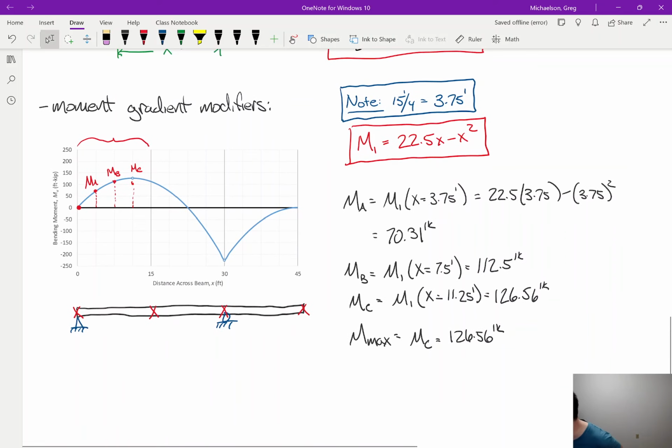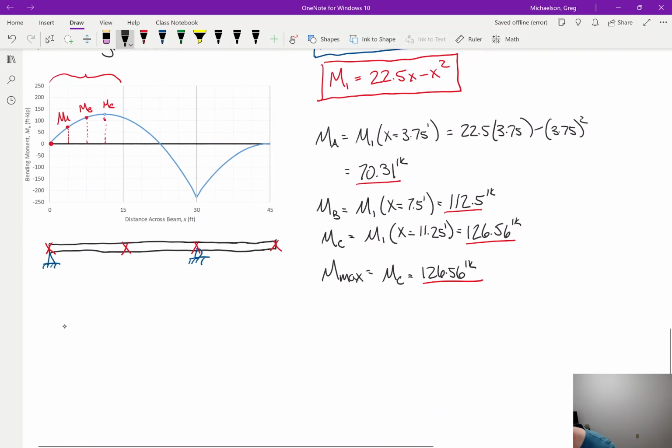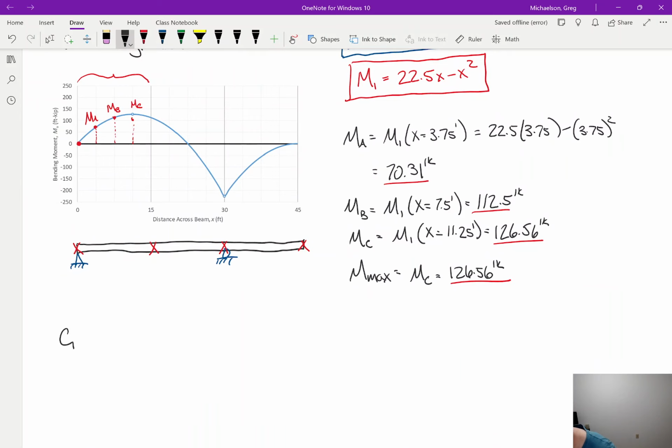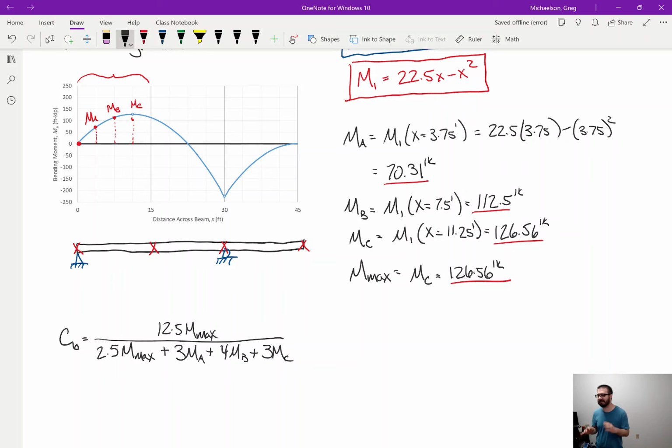So in order to calculate CB for this segment, it's really easy. I've got MA, MB, MC, Mmax. Once you have those terms, CB is very plug and chug. So CB is the following. It's a big old fraction. On the bottom of that fraction is 2.5 Mmax plus 3 MA plus 4 MB plus 3 MC. That's all under 12.5 Mmax. Again, it's really plug and chug.